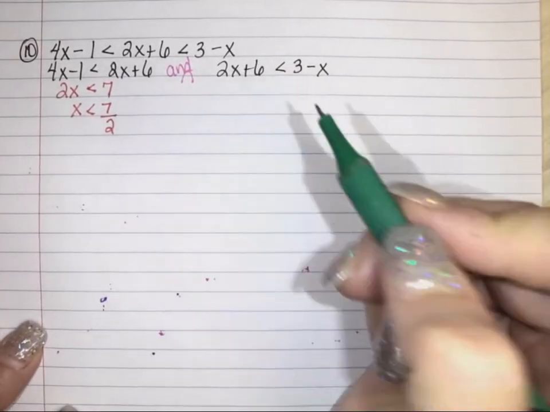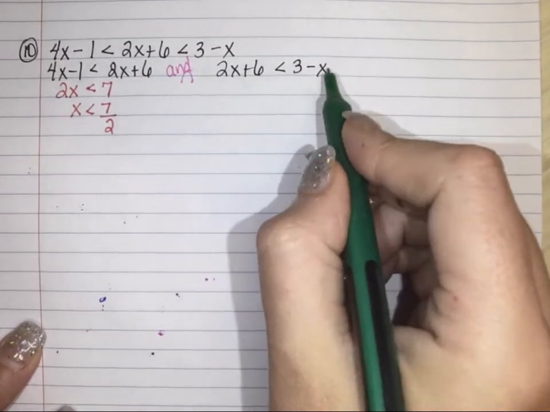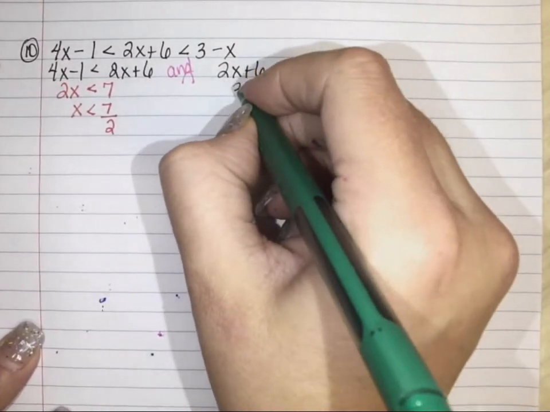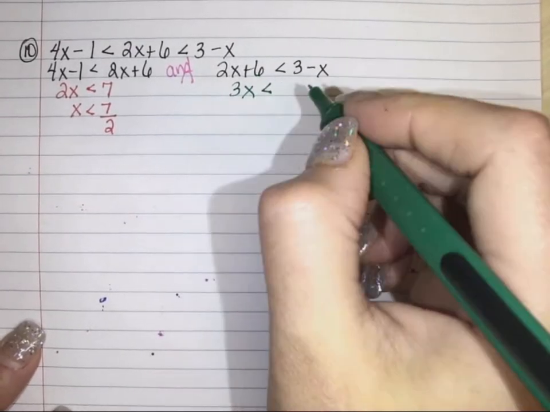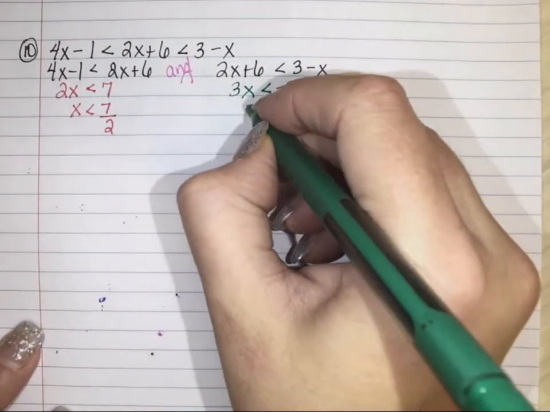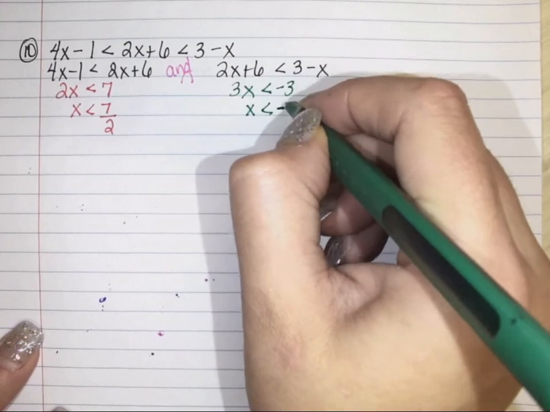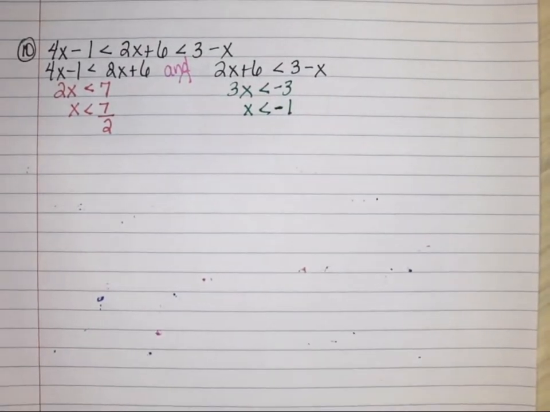Let's solve this part. Get your x values together. Let's add x to this side, 3x. I'm going to go ahead and subtract 6. And you get negative 3, divide by 3. x is less than negative 1.